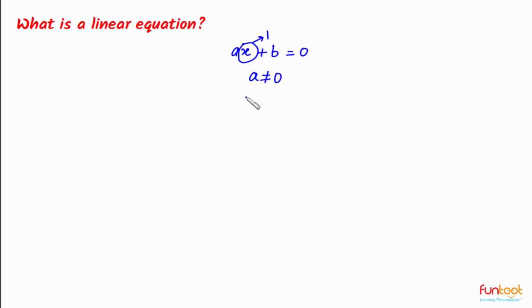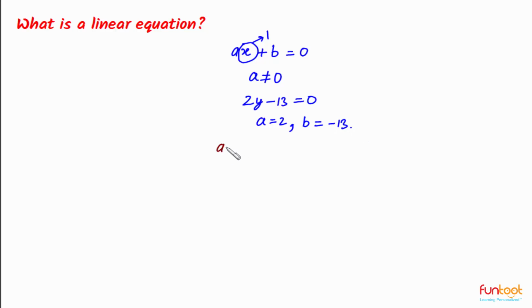Other example can be 2y minus 13 is equal to 0. So here instead of x we are taking the variable as y, and in this equation a is equal to 2 and b is equal to minus 13.